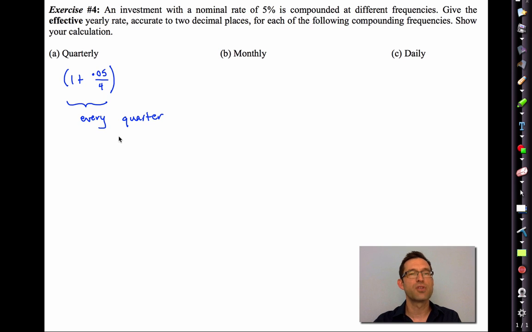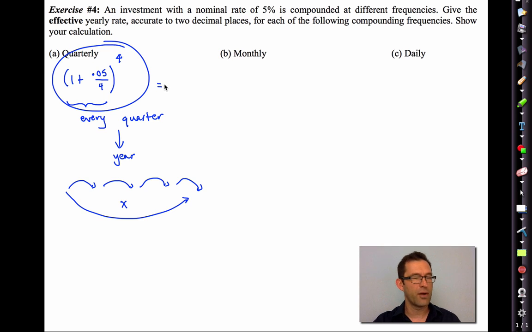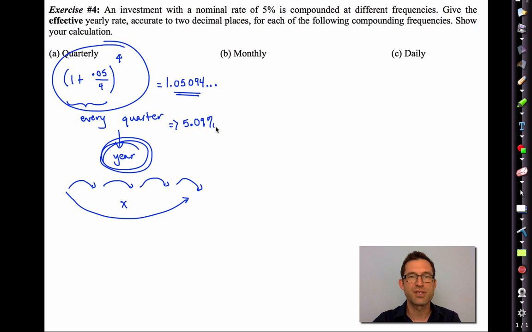But if I want to know how much I'm going to get in a year, I have to raise that to the 4th, right? I'm going to do 1, 2, 3, 4, and now I want to figure out this multiplier. So I'll put this all in my calculator, I'll multiply it out, and now I got to look at my cheat sheet, and I'll get 1.05094, etc. All right, so this is what I get to multiply by after a year. And that means I'm getting 5.09% effective interest.